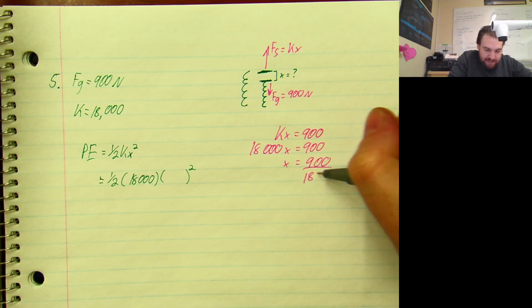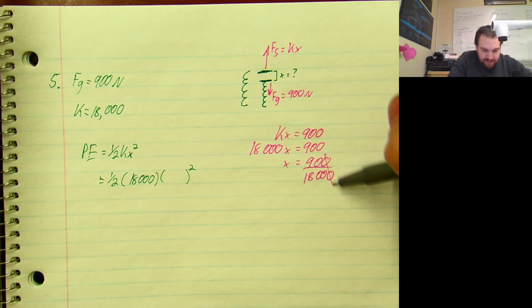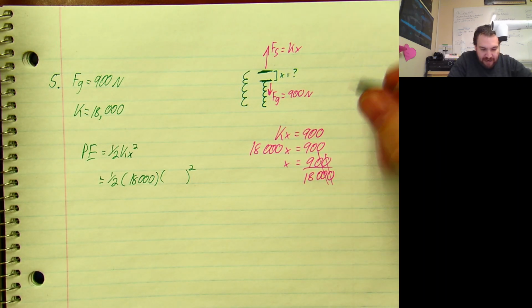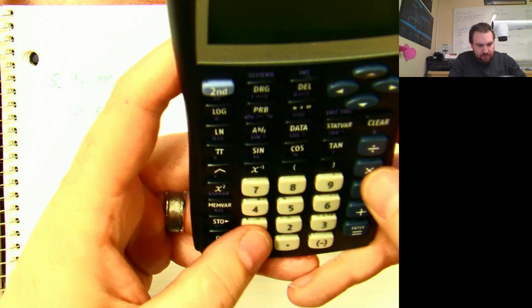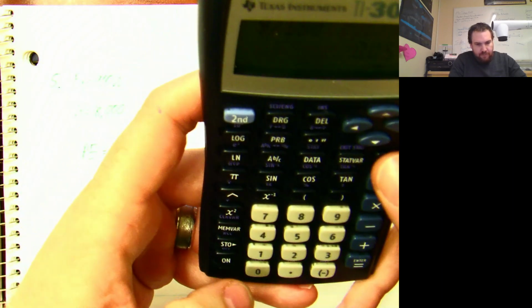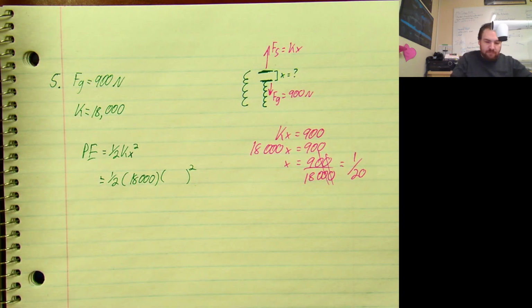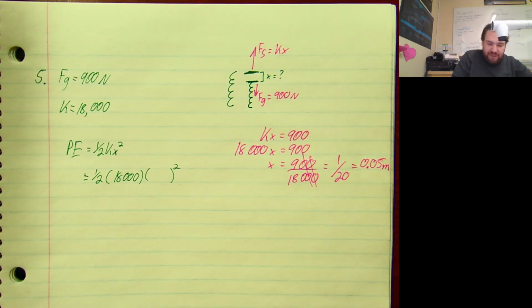900 over 18,000. So that's going to cancel, that's going to cancel. This is going to be 9 over 180. That's going to be 1/20th, which is 0.05 or 0.005? 0.05 is what I got. Did you use a calculator? You did not. Okay. 0.05 meters.